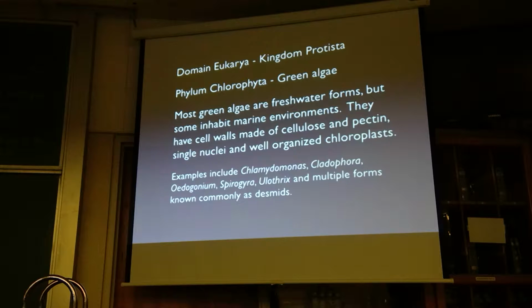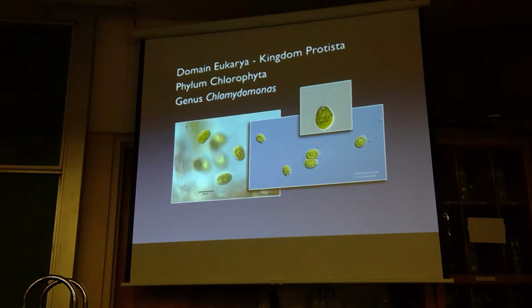But notice how Chlamydomonas, Cladophora, Oedogonium, Spirogyra, and Ulothrix are italicized. Desmid is not. Desmid is just a common name for a group. It's not a genus name. A common name for a what? It's a common name for a group of algae, and I'll explain the characteristics that they have, but they come in a wide variety of shapes, and there are multiple different genera. Okay, so here's our first example.